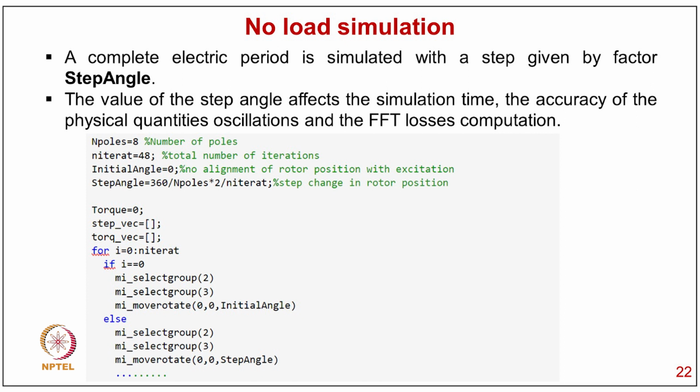step_back, torque_back, and then for i equal to 0 to n_iteration, if i equal to 0, mi_select_group 2, mi_select_group 3, mi_move_rotate 0 comma initial angle, else mi_select_group 2, mi_select_group 3, mi_move_rotate 0 comma 0, step angle.